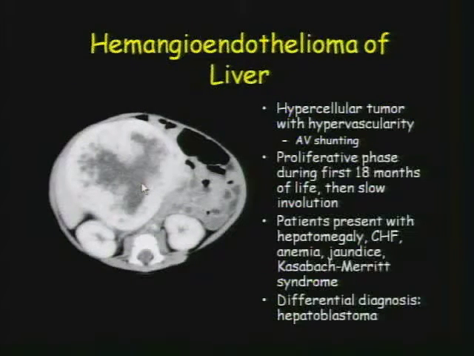Hemangioendotheliomas can be single or multiple. They're hypercellular tumors with AV shunting. They proliferate during the first 18 months of life and then involute. The patients may present asymptomatic with just liver enlargement, but because these are shunting lesions, just like that vein of Galen malformation, you may end up seeing congestive heart failure, you may see anemia and jaundice, and you may see platelet sequestration within these lesions. That is the Kasabach-Merritt syndrome.